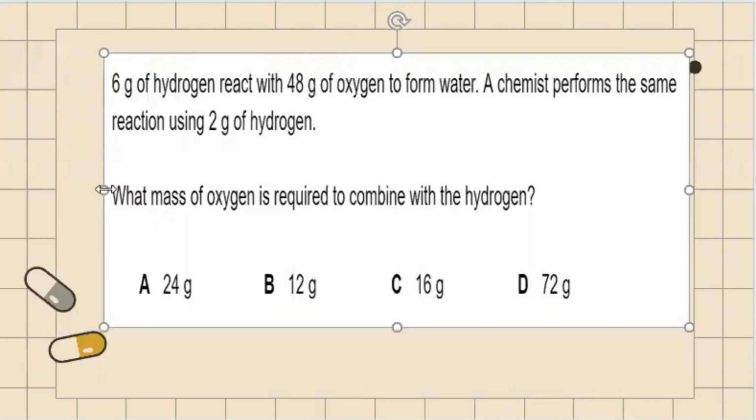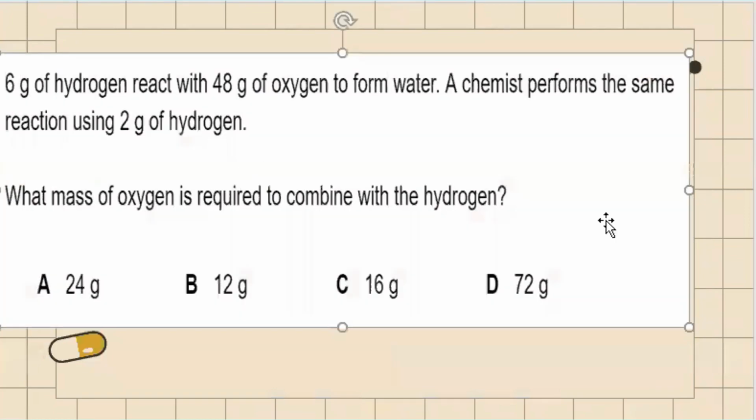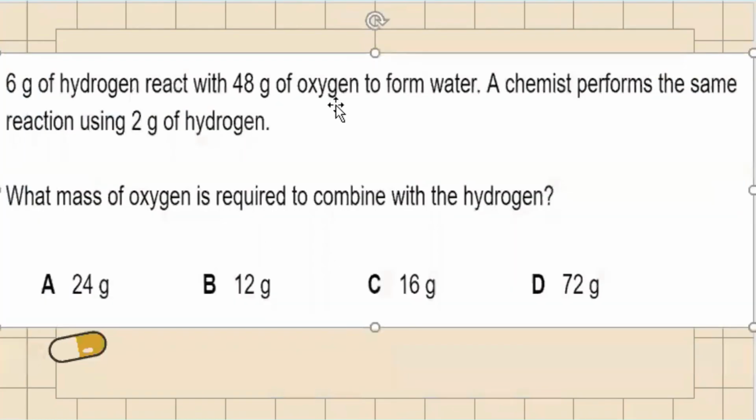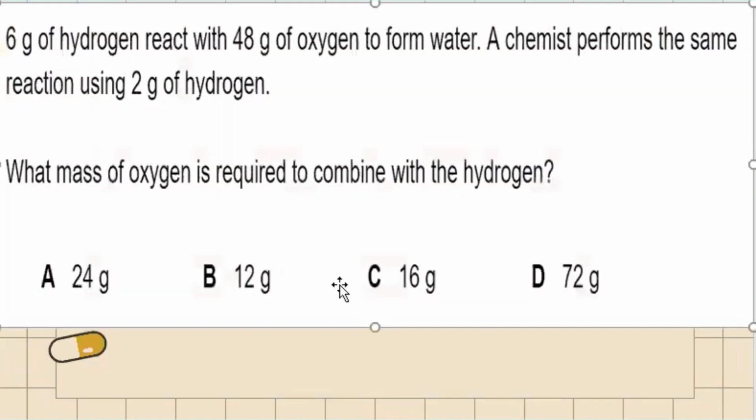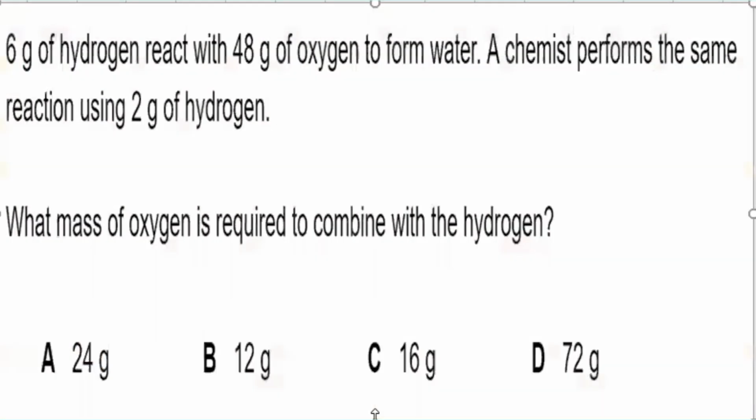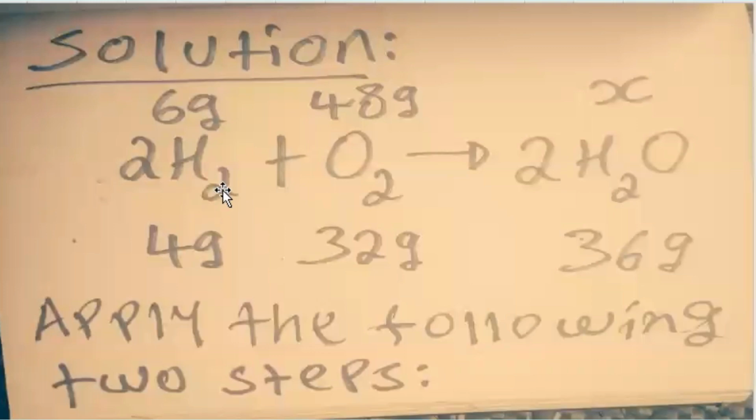Okay, next question. 6 grams of hydrogen react with 48 grams of oxygen to form water. A chemist performs the same reaction using 2 grams of hydrogen. What mass of oxygen is required to combine with the hydrogen? A, 24 gram, B, 12 gram, C, 16 gram, D, 72 gram.